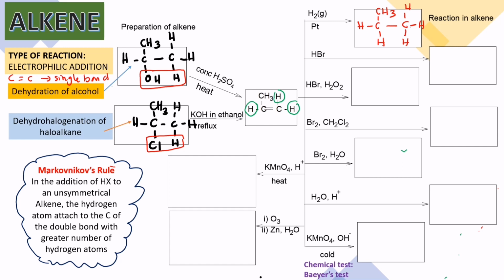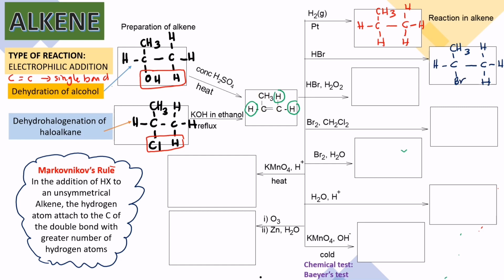So, when HBr is added to the carbon-carbon double bond, it will follow Markovnikov's rule. This means that hydrogen will be added to the carbon with the greater number of hydrogen atoms. So, in this case, H will be added to this carbon and Br will be added to the other carbon.